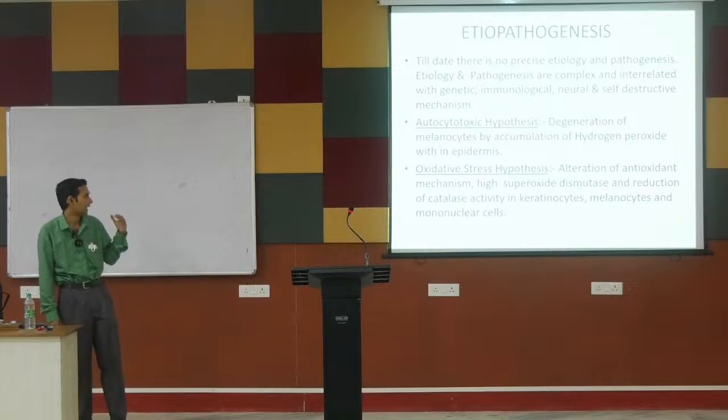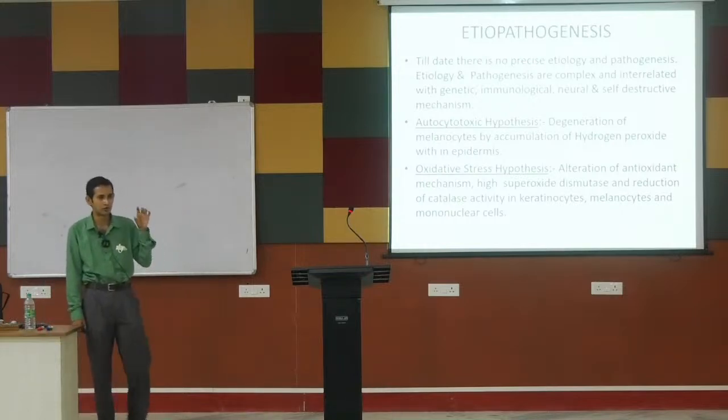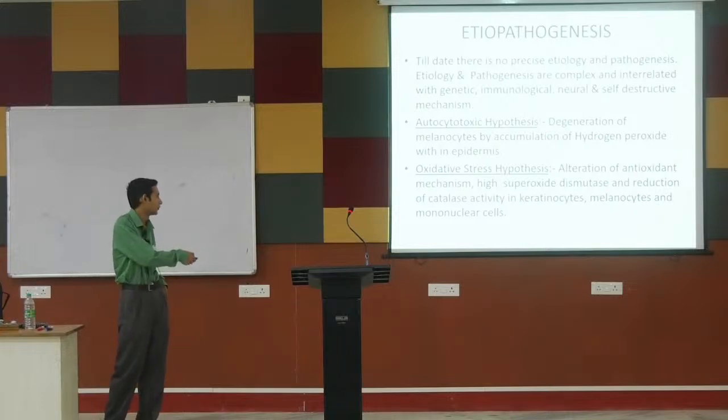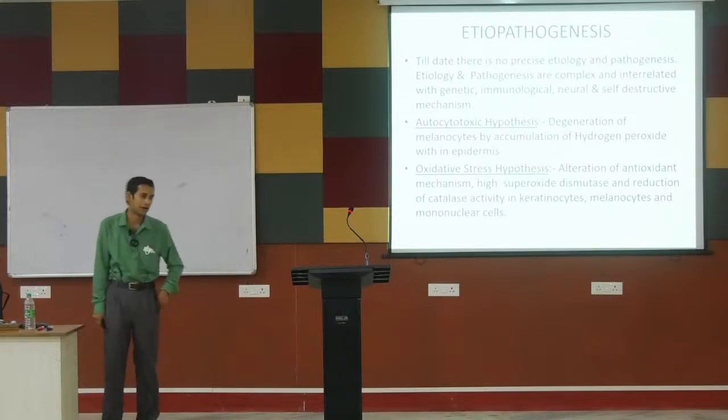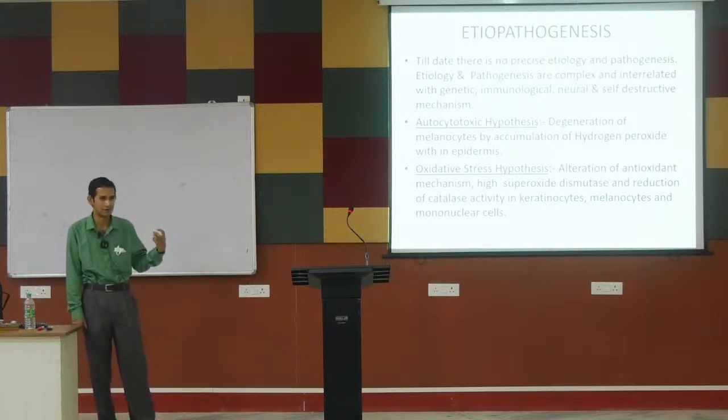And there is a high superoxide dismutase level in the serum of the vitiligo patient, also found in the epidermis and the melanocytes, and reduction of the catalase activity. Reduced catalase activity in the keratinocytes, melanocytes, and mononuclear cells. Whenever the superoxide dismutase level increases, it produces reactive oxygen intermediates, which cause destruction of the epidermal layer or the basal layer, leading to destruction of the basal melanocytes, leading to complete depigmentation.